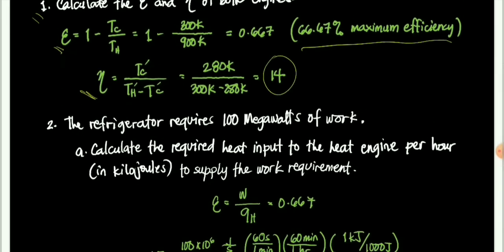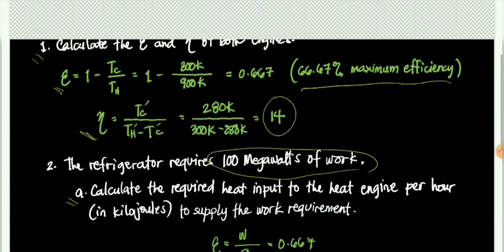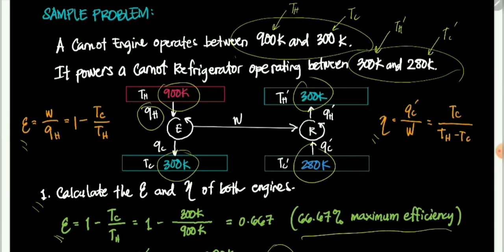So for the next one, the refrigerator requires 100 megawatts of work from your heat source or your heat engine. Okay, so for A, calculate the required heat input to the heat engine per hour. So ang ikakalculate natin dito ay yung QH. Okay, kasi given yung work and we have the efficiency, makakalculate natin yung QH.